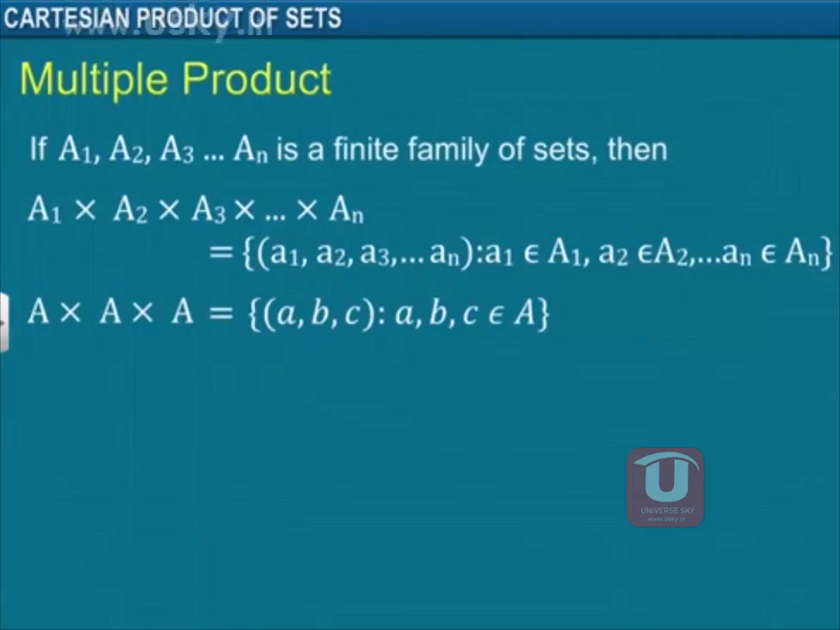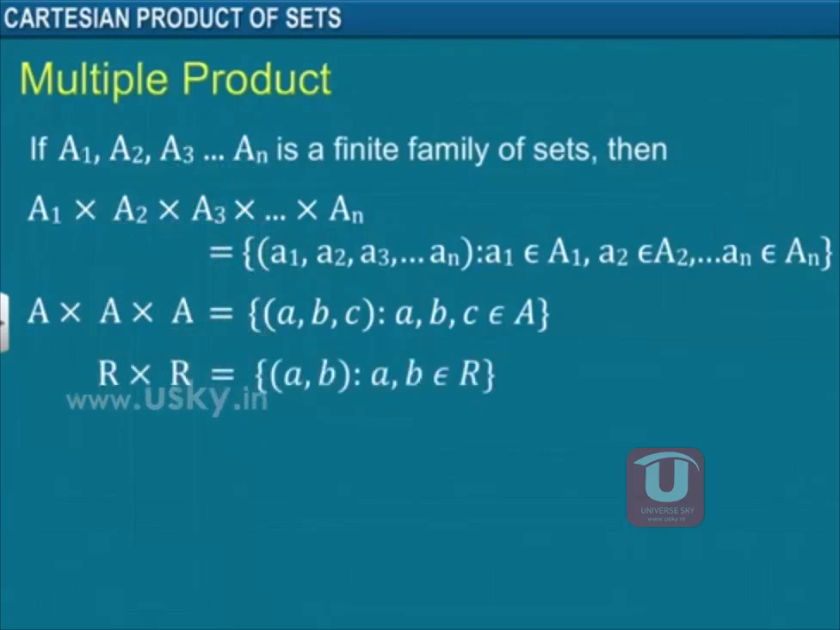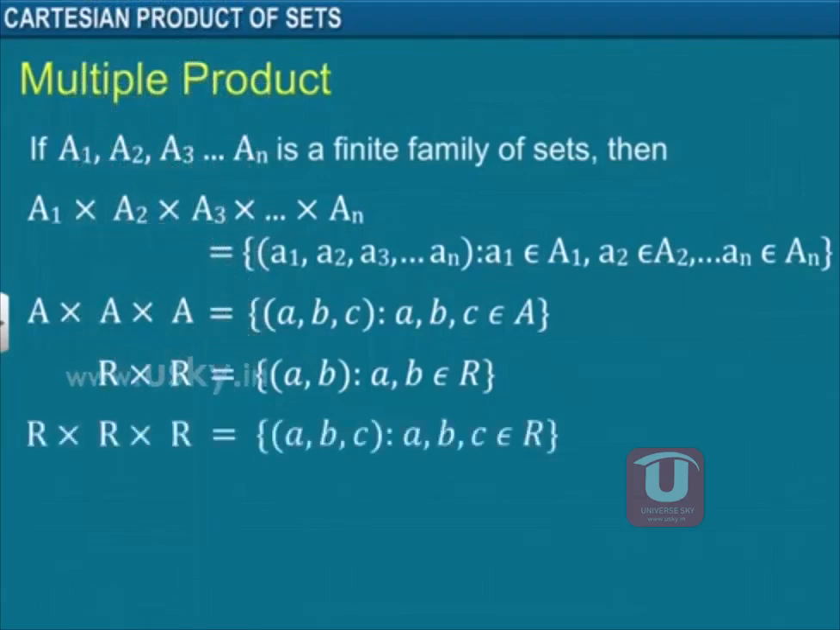Now, consider R, the set of real numbers. The Cartesian product of R with R represents the coordinates of all the points in 2-dimensional space. And the Cartesian product of R with itself 3 times represents the coordinates of all the points in 3-dimensional space.